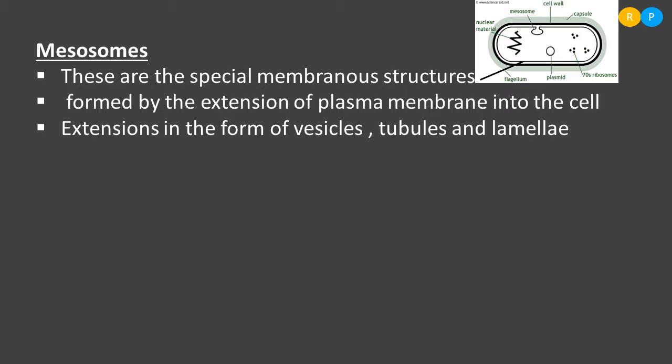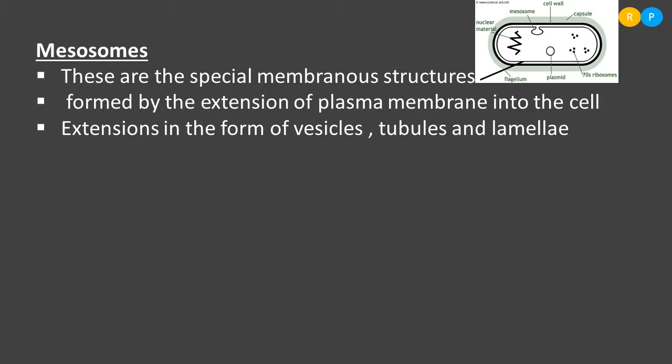So based on their appearance, the mesosomes are divided into three different forms. Understood? Vesicles, tubules and lamellae. You have to remember all these terminologies because they have been asked in examinations many times. Clear? So the forms of mesosomes are vesicles, tubules and lamellae. And what is the function of these mesosomes? Why are these mesosomes present?